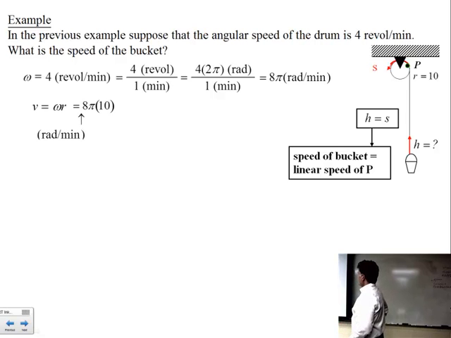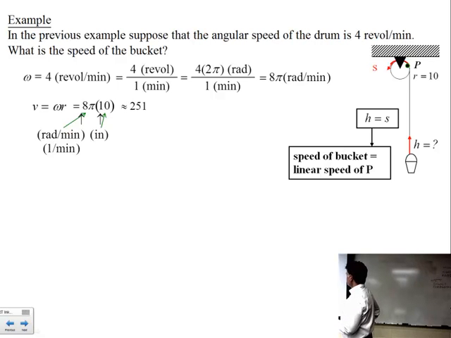So this is 8 pi times 10, and the 8 pi is in radians per minute, but radians is a unitless quantity, so we just ignore it. So this quantity is in units of 1 over a minute, and this is 10, that's in inches. So we get 251 inches per minute. Minutes is still in the denominator, and inches now is in the numerator. Okay, so 251 inches per minute.